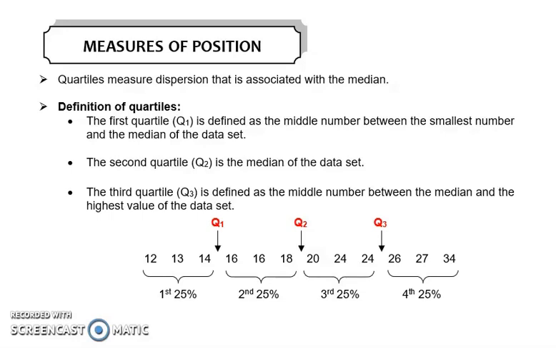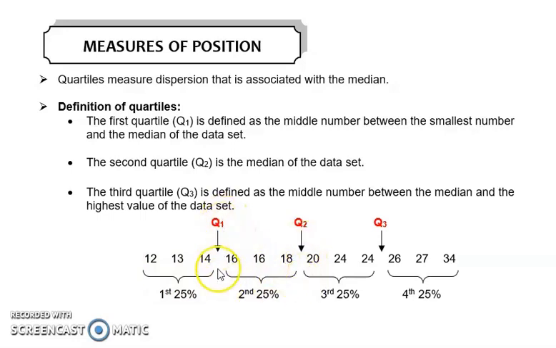Now look at the definition of each quartile. The first quartile, Q1, is defined as the middle number between the smallest number and the median of the data set. If you look at the example here, this data is already arranged in ascending order, with the smallest number equal to 12 and the largest number 34. So look at the definition of Q1 just now: Q1 is the middle number between the smallest number and the median of the data set.